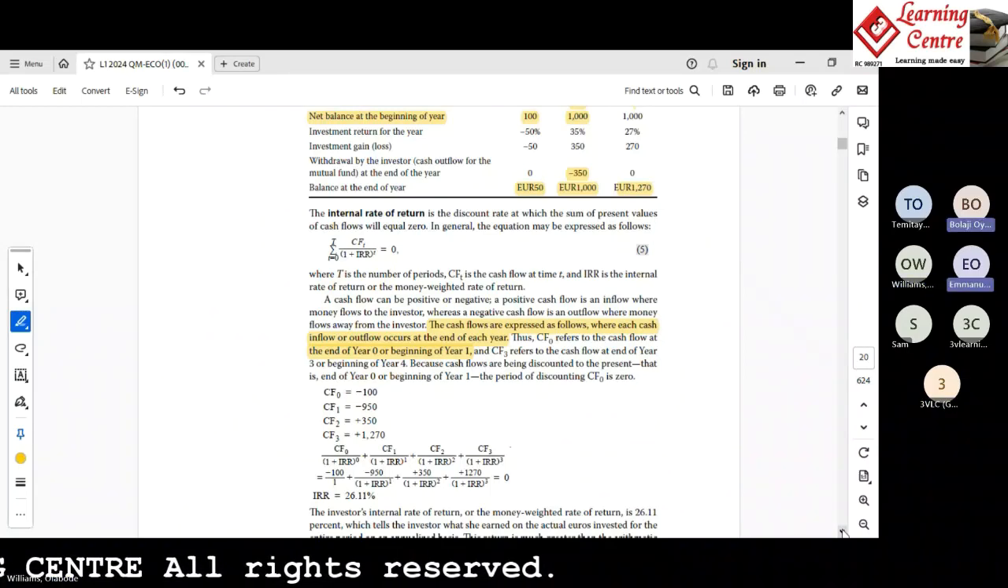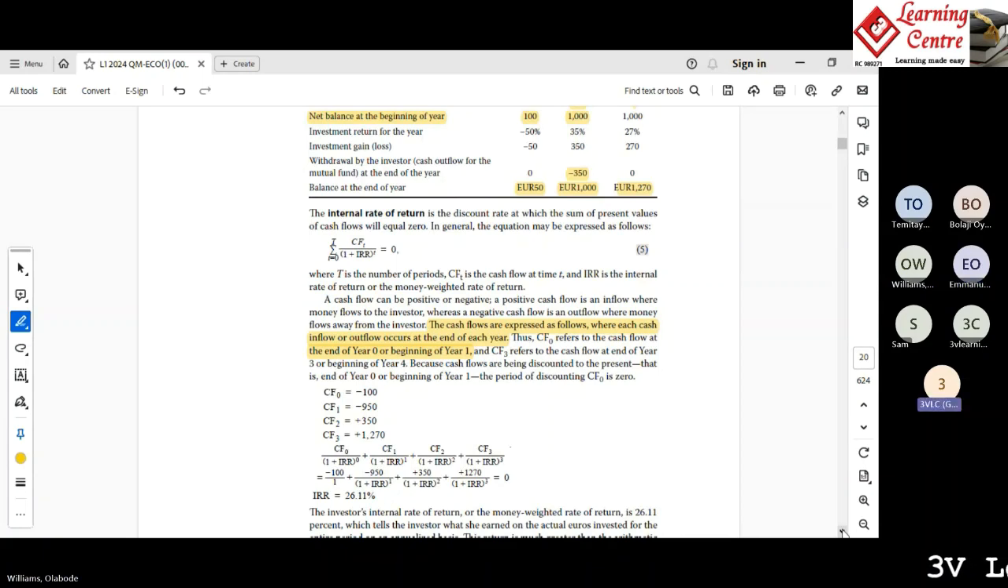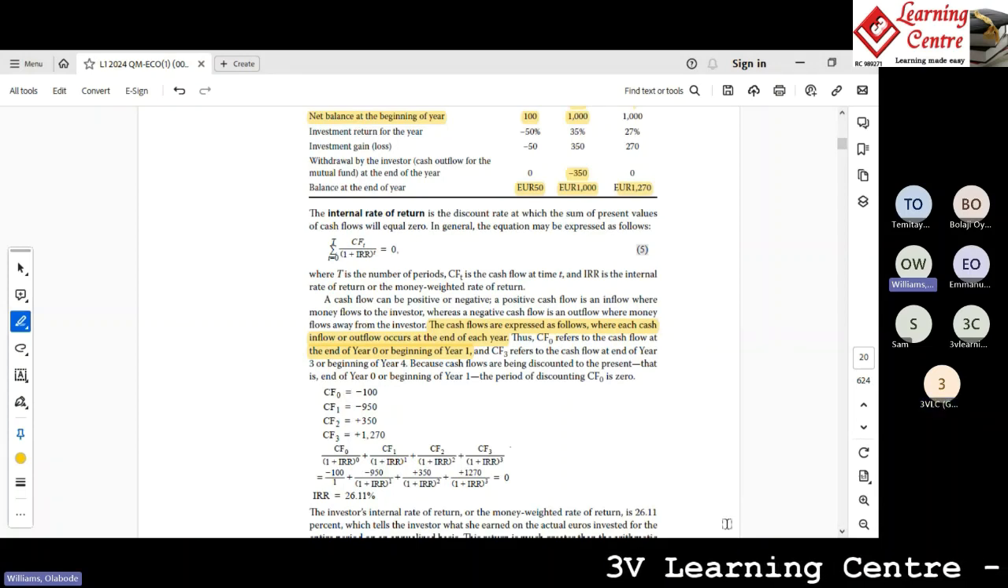Okay, but in this case, can you just explain how they actually went about it in the example? How did they get the 26 points? Yeah, exactly. So the way they got the 26 really is through what you call trial and error.